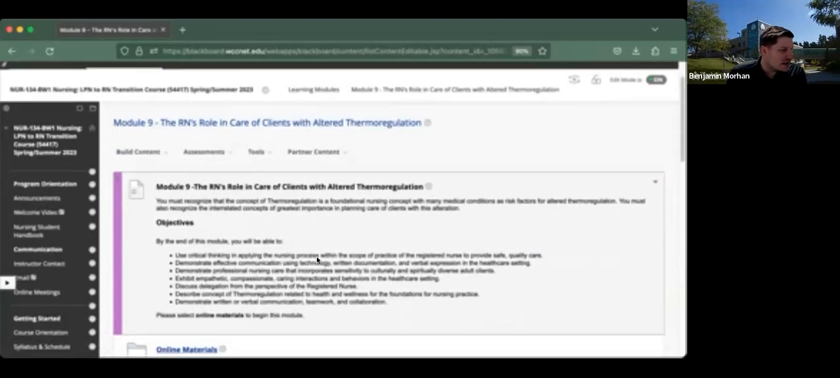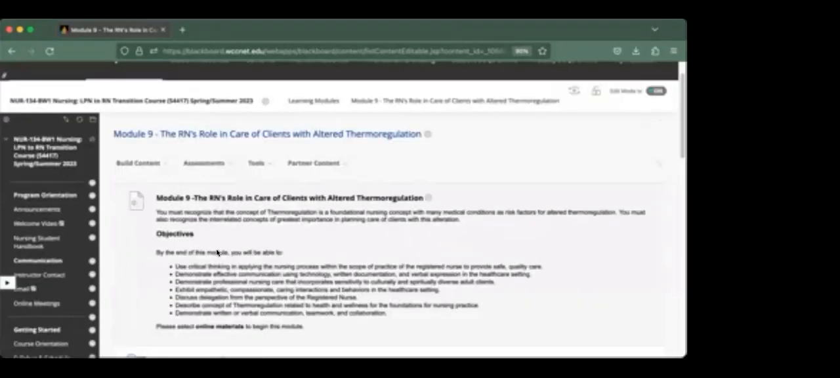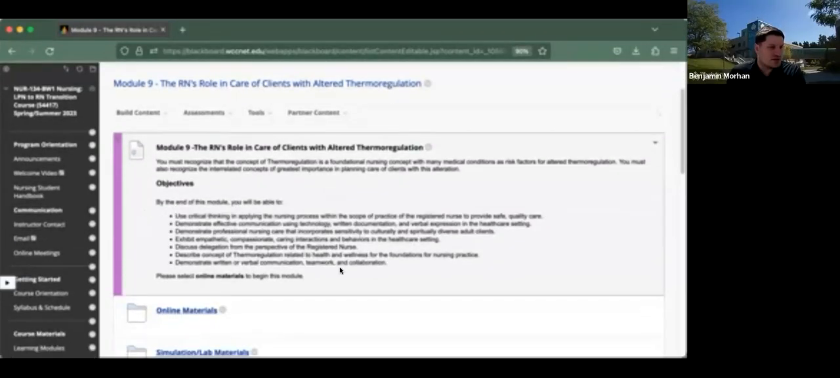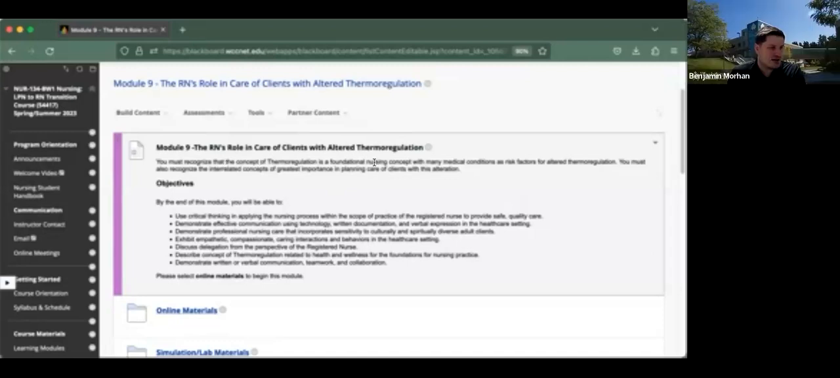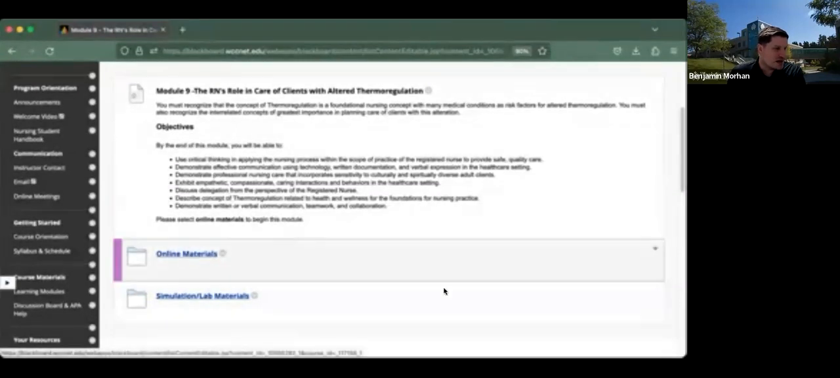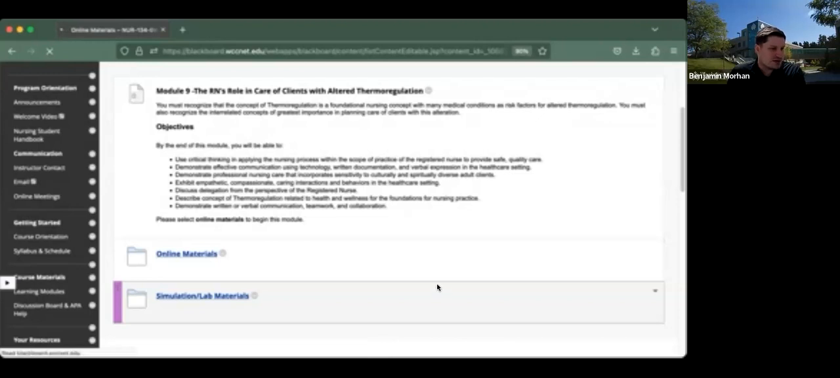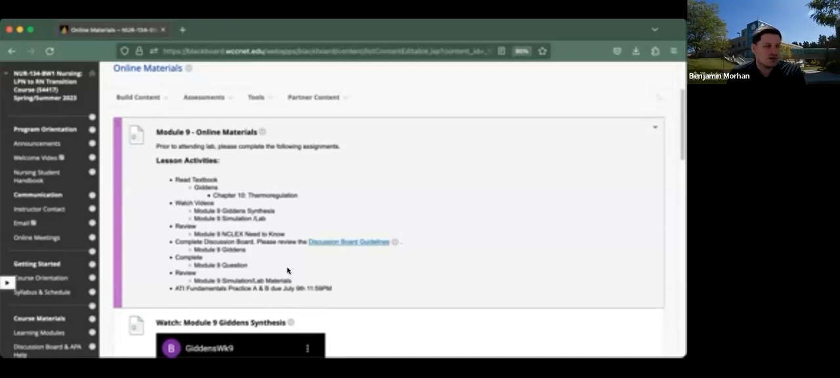All right. So module 9. Can you guys still see my screen where it says module 9? Yes. Okay. So remember, you are always focusing on the objectives and the main concept. For module 9, thermoregulation is the main one. We did have some good questions last time in class. Unfortunately, they're not going to be on the exam, but it's still good for you to know so you can prep for the NCLEX.